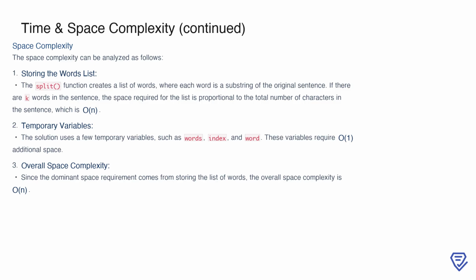The split function produces a list of words, where each word is essentially a substring of the original sentence. If there are k words in the sentence, the space required to store this list is proportional to the total number of characters in the sentence, which is n. Aside from this, the solution uses a few temporary variables such as words, index, and word. These variables occupy a constant amount of space, which is O(1). When we combine these factors, the dominant space requirement comes from storing the list of words. Consequently, the overall space complexity is determined to be O(n).